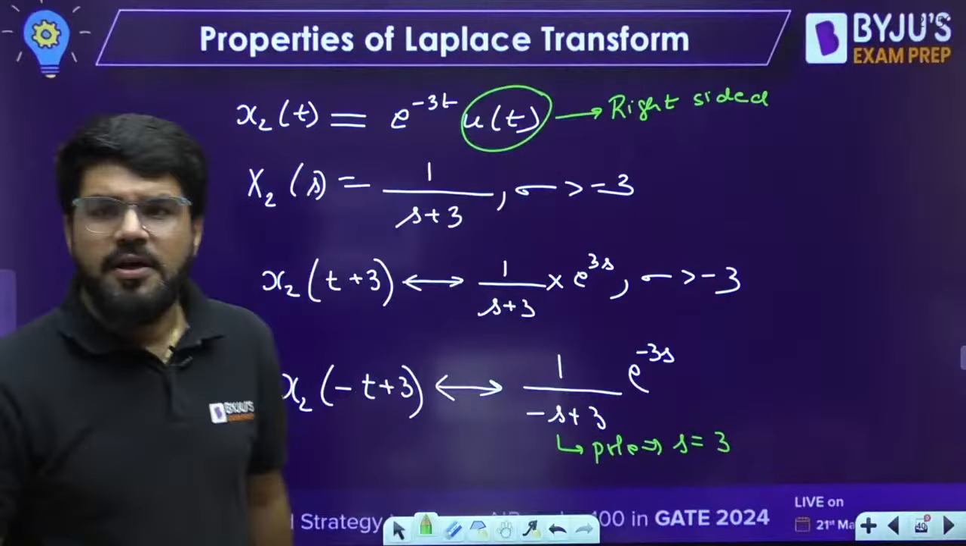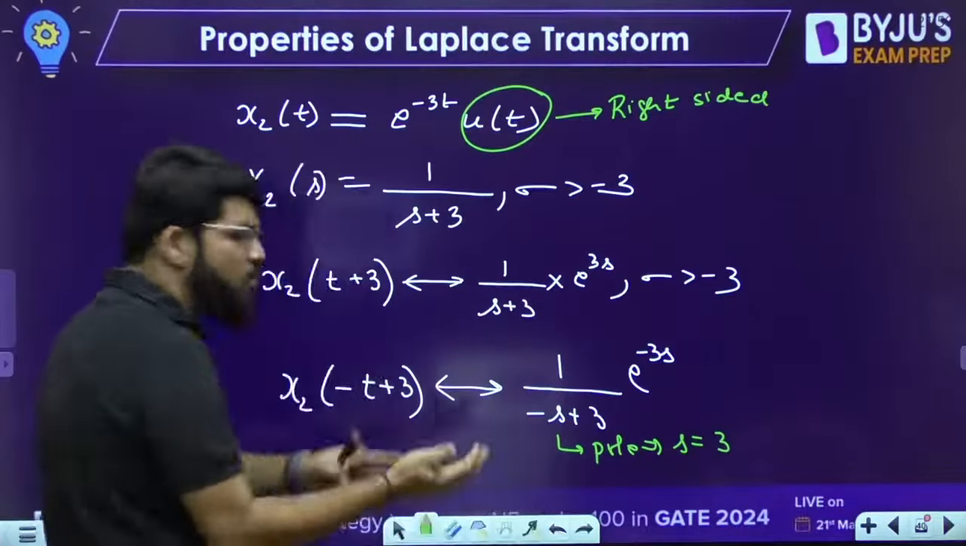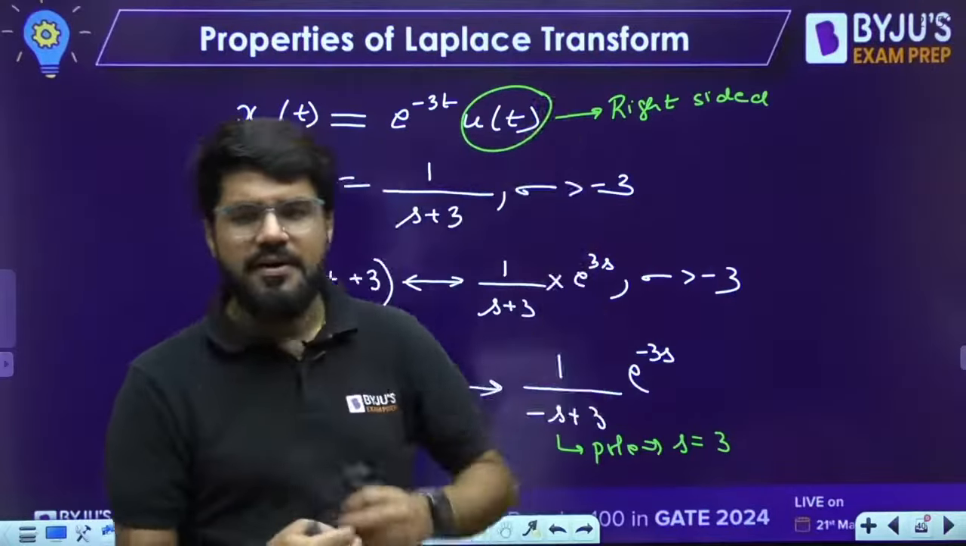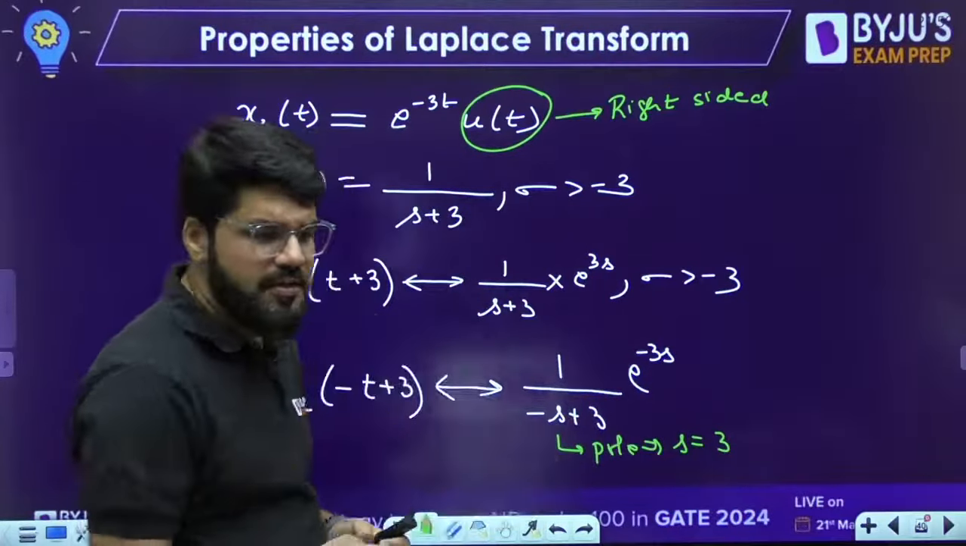Yeah, sorry. Because it has the ut. Okay, but now minus t. What will minus t do? Take the mirror image. So if a signal was right-sided, now it should be left-sided.